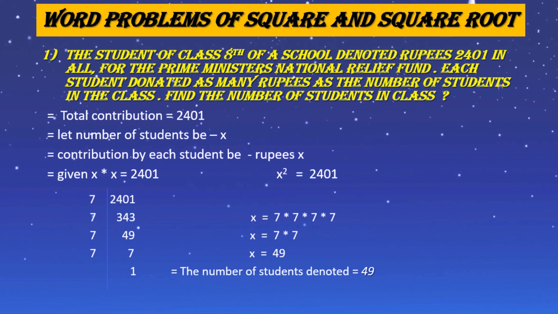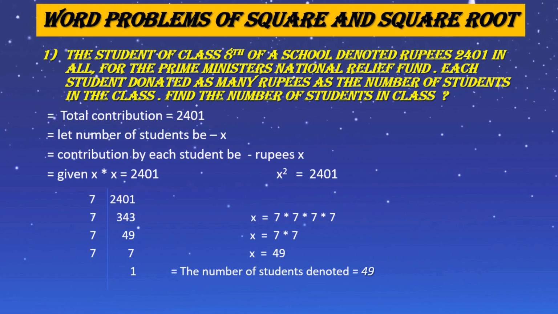In this statement, we understand that there are students of class 8th in a school, and these students donated rupees 2401 in total for the Prime Minister's National Relief Fund. Each student donated as many rupees as the number of students in the class, and we should find how many students are there in the class. Let's go for the solution.